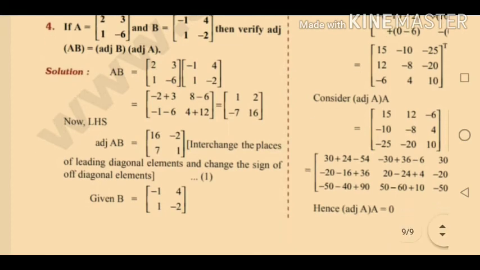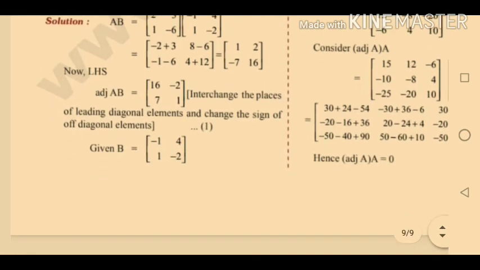After that you have to find the RHS. How do you find the RHS value? Here RHS is adjoint of B into adjoint of A. First find adjoint of AB. AB equal to 1 2 minus 7 16. Adjoint of AB: interchange the main diagonal, that is 1 and 16 is changed as 16 1, and change the sign of the off diagonal. Off diagonal 2 minus 7 is changed into minus 2 plus 7. Then take B, which is minus 1 4 1 minus 2.